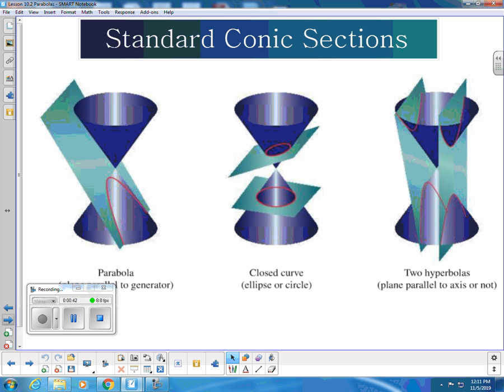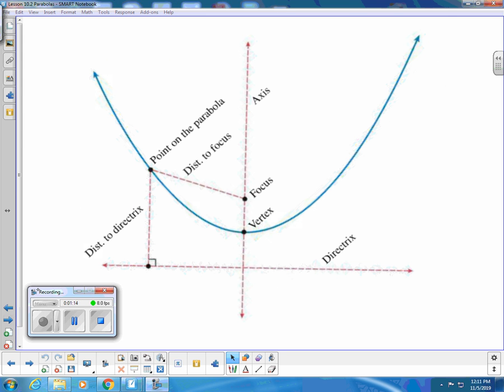So if you've got a plane that's cutting the nappe parallel to the generating line, it creates a parabola. If you have a plane that cuts one of the nappes all the way across, it forms either an ellipse or a circle. If it cuts it straight, obviously it's going to be a circle. But if it cuts it tilted, it's going to be elongated, so it's going to be an ellipse. And then if it cuts both nappes, you get a hyperbola. Right? So we are going to focus today on parabolas.